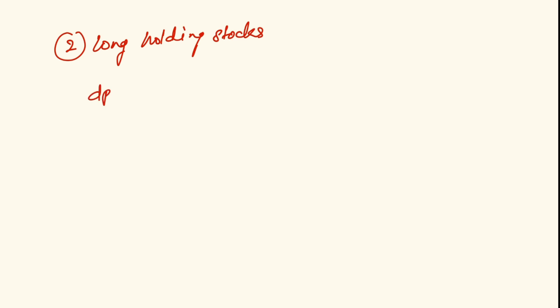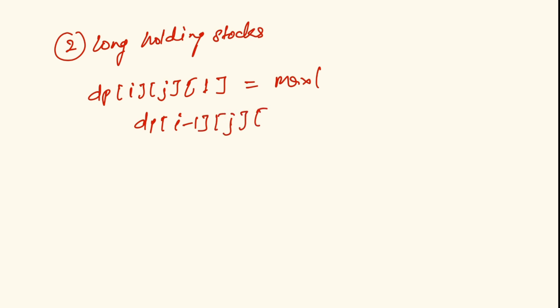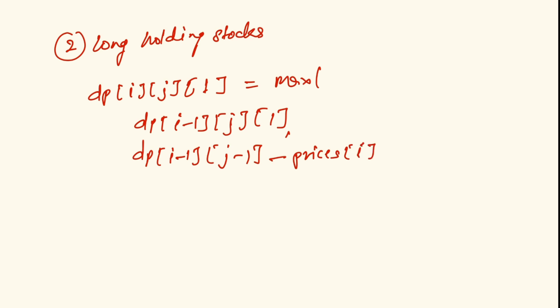Let's suppose we have dp at i and dp at j, and some value is there. What is the value here? Let's suppose we'll take 1. And this we will take by the maximum between what? dp at i minus 1, j, and 1, and another value, dp at i minus 1, j minus 1, and 0, minus prices at some value, and this is the value.